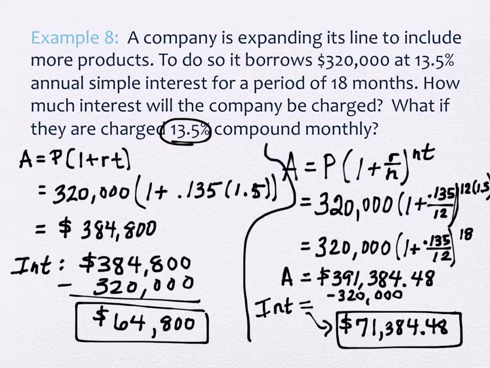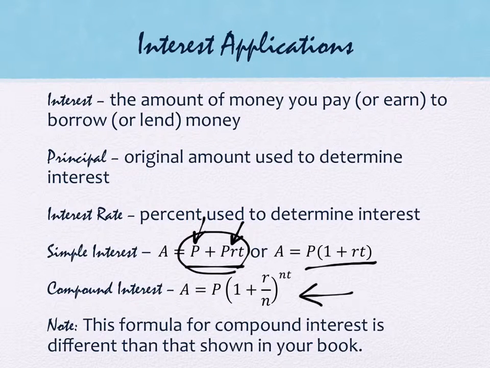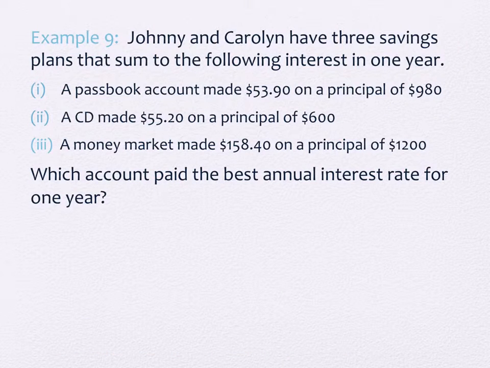So we're moving on into number 9. Just a reminder real quick, let's go through the formulas. How do you know if you're going to be dealing with simple versus compound interest in a problem? It will say. Look for it. There's no tricks. It will say one of the two words. Look for it. All right, so let's take a look then at Johnny and Carolyn.